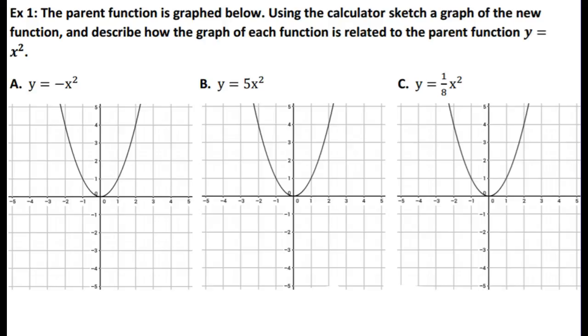So our normal vertex form is y equals a times x minus h, quantity squared, plus k at the end. Notice, here I have a number in front of the x squared term. I don't have a minus h or a plus k. So this is your parent function. Just a couple points to notate: (0, 0), (1, 1), and (2, 4). And all parabolas are symmetric, so you can have the opposite in the left direction, so (-1, 1), (-2, 4). So that's your parent function.